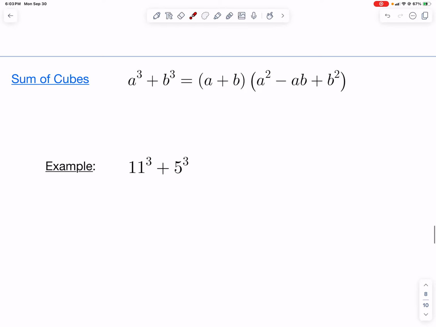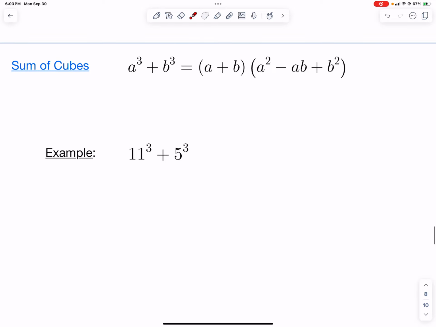And then the fourth identity is now the sum of cubes. The previous one was the difference of cubes. Now we have the sum of cubes, and the sum of cubes is going to be in this format. Notice that this format structurally is the same as the difference of cubes. The only difference is the signs are different, right?